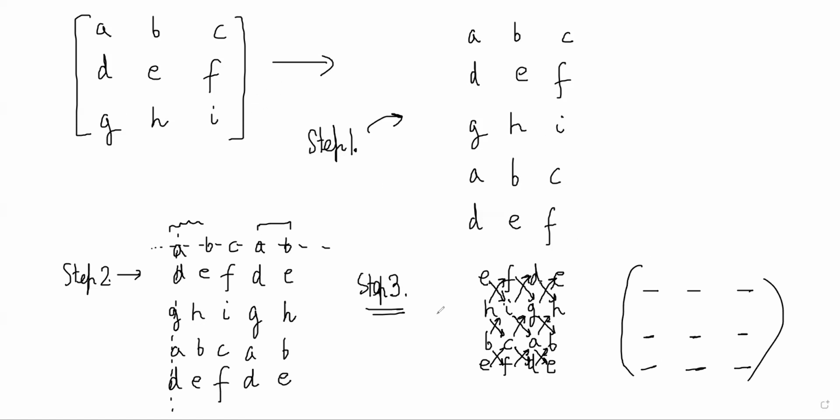Let's take an example. Find the adjoint of A equal to 1 2 3, 0 5 0 and 2 4 3. Find it by the new method.